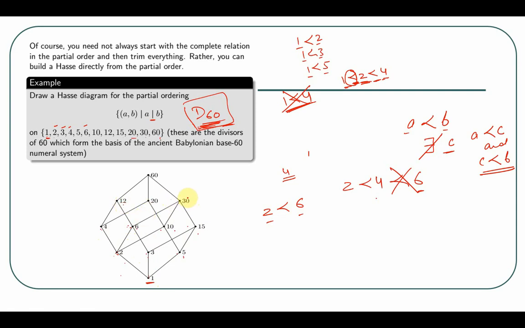Why? Because the factors of 30 are 6 and 5. Factors of 12 are 6 and 4. See, the factor of 12 is also 2, but 2 also divides 4. So I will not have a line between 12 and 2, I will have a line from 12 to 4. Right? I hope it's clear. When you practice a lot, it will become clearer.